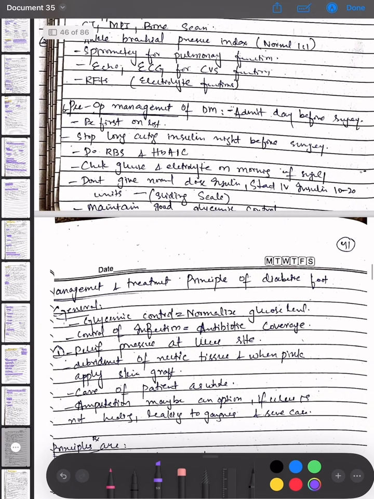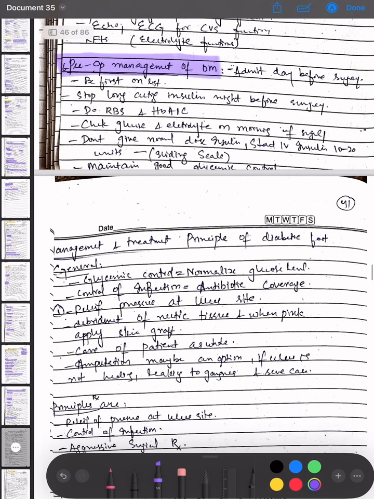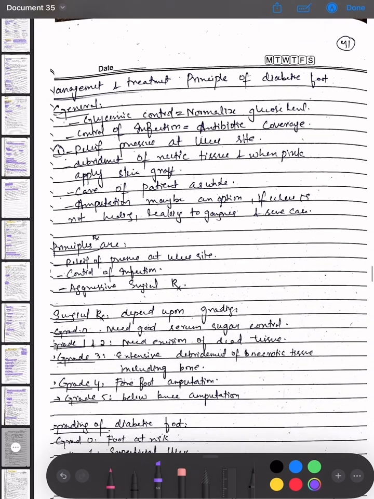Now, what is the pre-op management of diabetes mellitus? First of all, admit the patient the day before surgery, and be first on the list. Stop long-acting insulin the night before surgery. Do RBS and HbA1c. Check glucose and electrolytes on the morning of surgery. Don't give the normal dose of insulin. Start IV insulin 10 to 20 units sliding scale. Maintain good glycemic control.